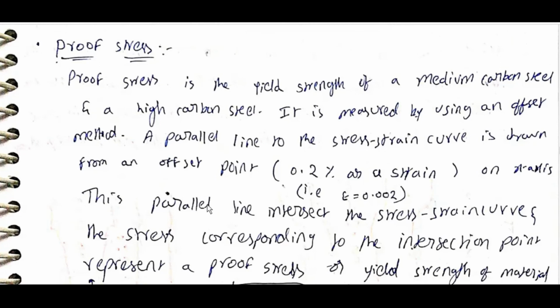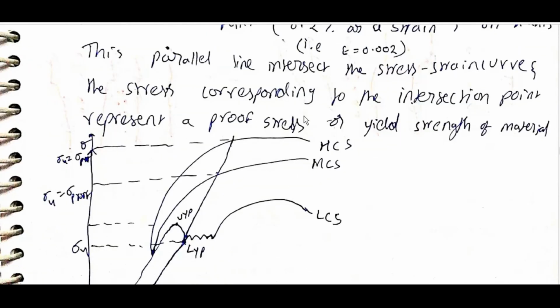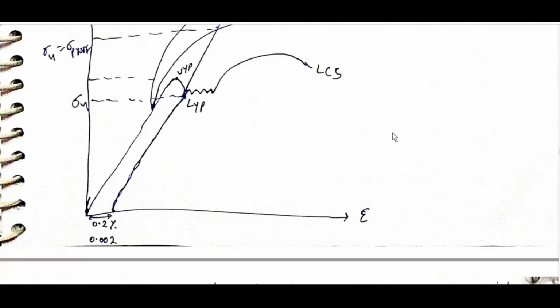Proof stress is the yield strength of a medium carbon steel and a high carbon steel. It is measured using the offset method. A line parallel to the stress strain curve is drawn from an offset point of 0.2% strain, that is epsilon equal to 0.002 on the x-axis. The parallel line intersects the stress strain curve, and the stress corresponding to the intersecting point represents the proof stress or yield strength of the material.